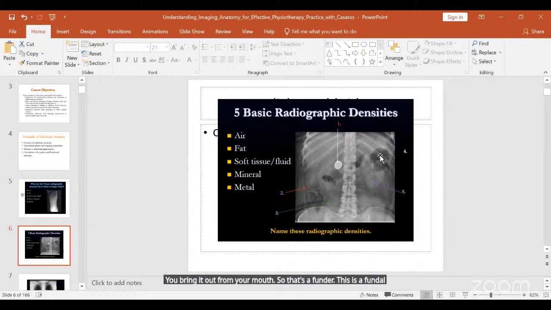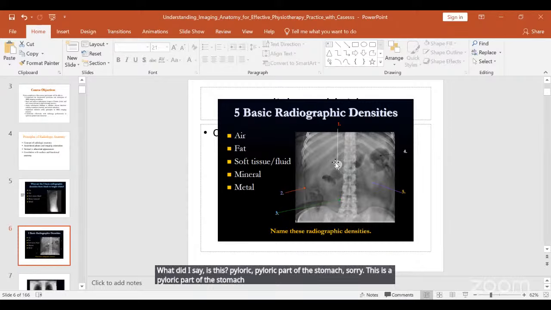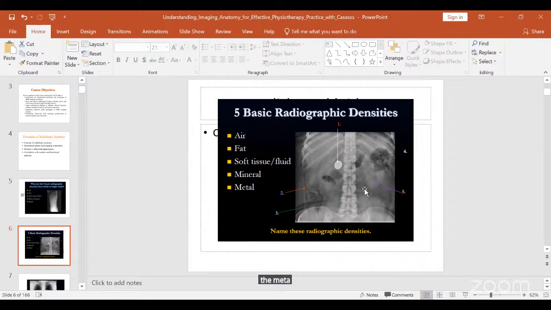Can we appreciate it? So this is fundal. This is still region of the abdomen, region of the stomach, fundal gas. What did I say is this? Pyloric part of the stomach. Sorry. This is a pyloric part of the stomach where we have the metal. Now, how about the number 5? What do you think number 5 is? It may be difficult.